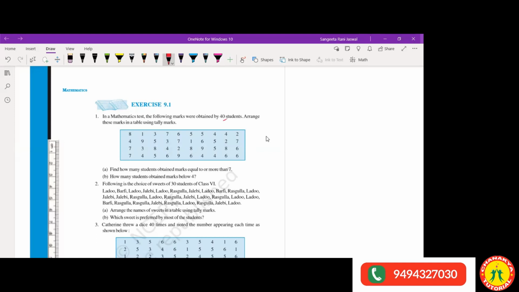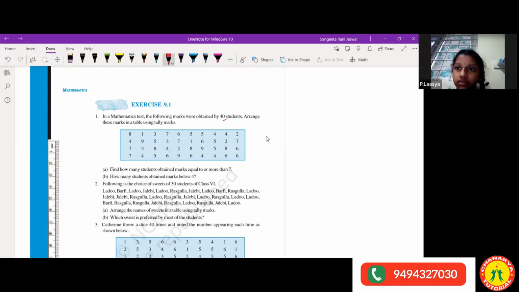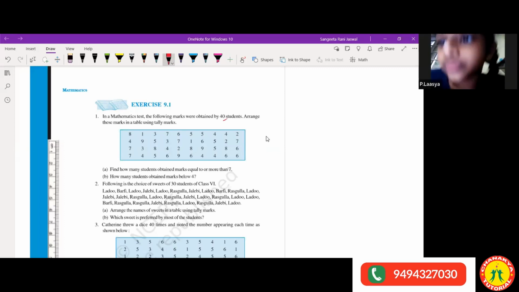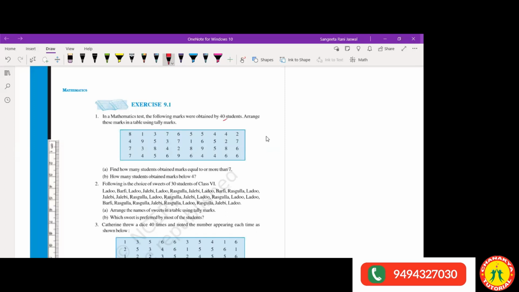You can all count them. The marks are here. So you will arrange them in tabular form with tally marks. Find how many students obtained marks equal to or more than 7. First you make the tabular form, then answer these questions. Quickly take out your notebooks.